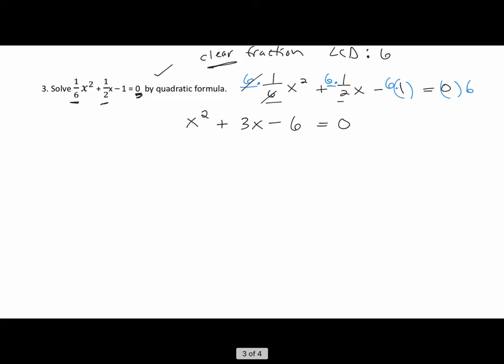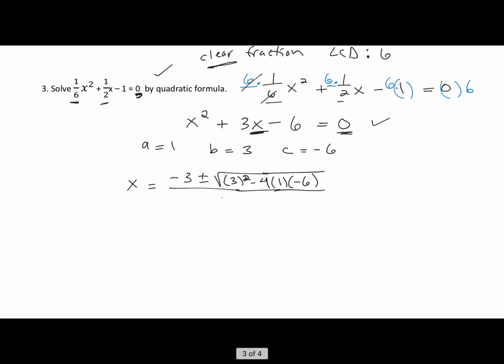So that's what makes this a good method to use. We've cleared the fraction, but we still have 0 on this side, so we're still good to go. Let's identify a, b, and c. A is 1, b is in front of the x, that's 3, and c is the constant. So now I can solve for this middle variable, x. Negative b plus and minus the square root of b squared minus 4 times a times c, all over 2 times a.